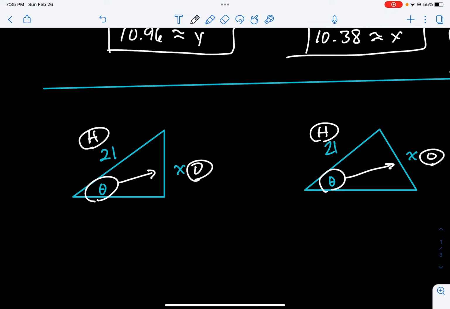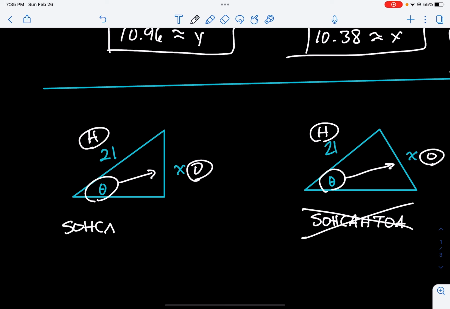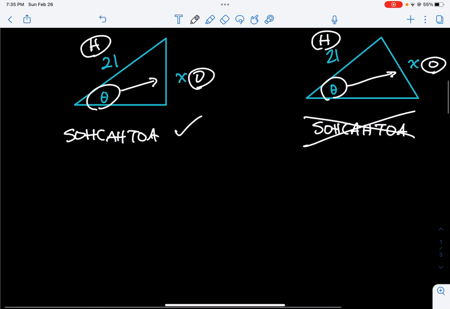So I cannot use SOHCAHTOA in this case. I can use SOHCAHTOA over here because it only works with right triangles. That is the whole thing about SOHCAHTOA. So the question then is, okay, what do I do if the triangle is not a right triangle? And that's what I want to prove to you today.